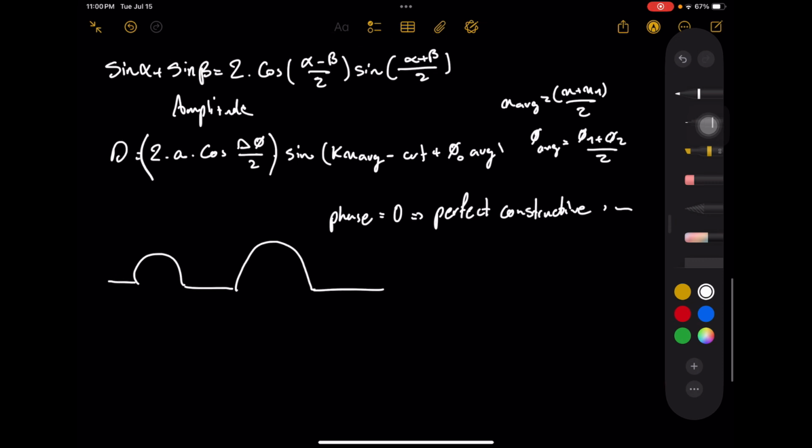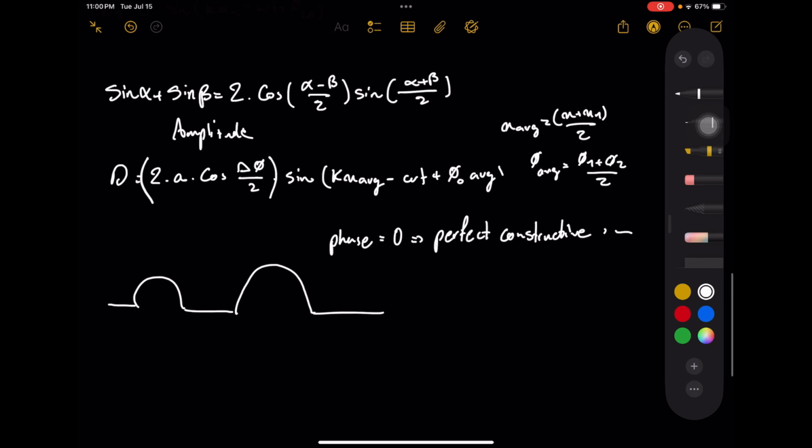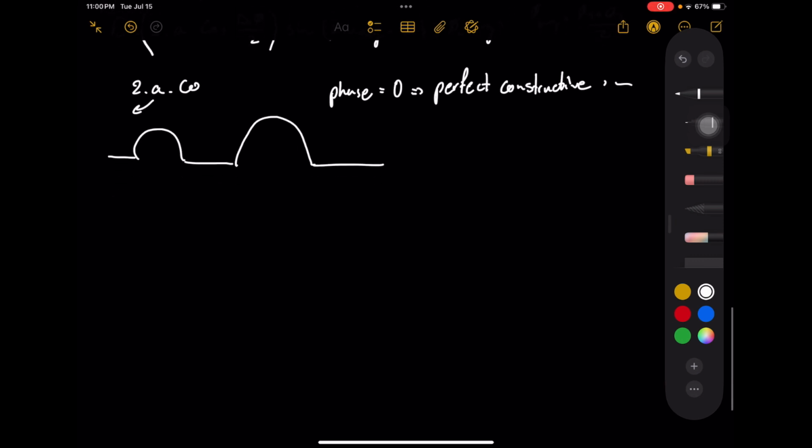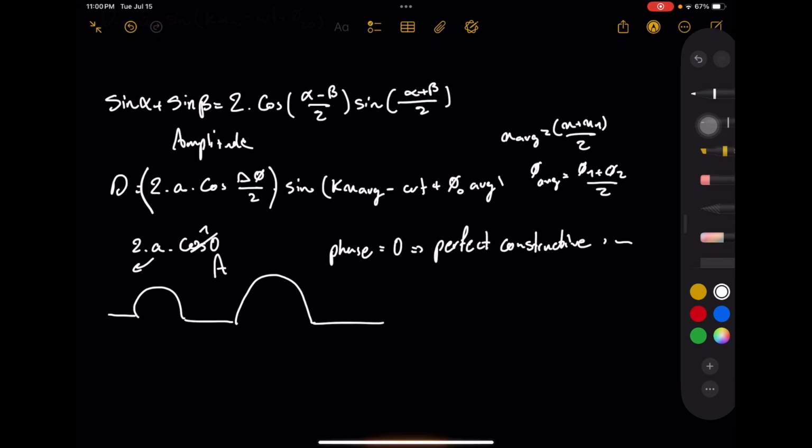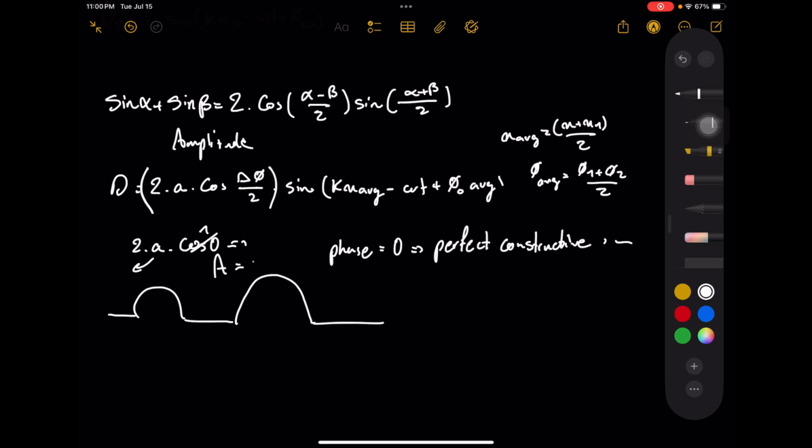Now let's put it here. Put into the formula: if you put 0 here, it's 2a. Where a is the amplitude of each wave, and capital A means the overall amplitude, the sum of the two waves. So now if you put 0 here, it would be 2a cosine of 0. What is the cosine of 0? 1. And what is 2a? So the capital A would be 2a, which means that we have a perfect constructive interference.